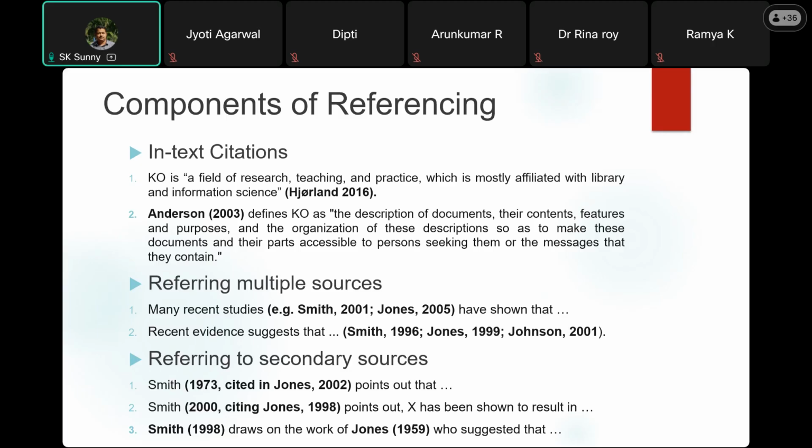This is more clear, I think. I will put this first example in the next presentation. Smith draws on the work of Jones. Who suggested that? Jones. So Jones here in the third example is my secondary source. Fine. So these are the three ways. You may also find others, because this is not a rule. This is simple English structure.